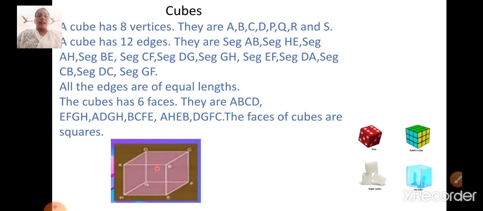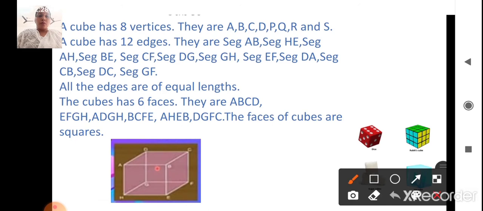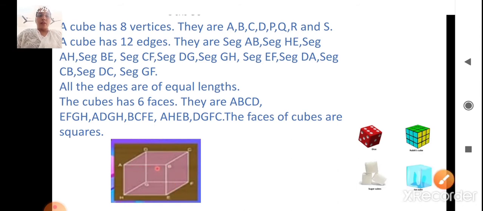Now let us see the next shape which we had learned, that is cubes. Now a cube also has 8 vertices, A, B, C, D, E, F, G, H. Okay, now a cube has 12 edges. Now let us see the edges of cube. This is segment AB. This is the first edge of a cube. Next is HE, the down one, HE. Next is AH. Now where is AH? Here, this is AH. Next is BE. Yes, BE. This one. So we are done with the 4 edges.